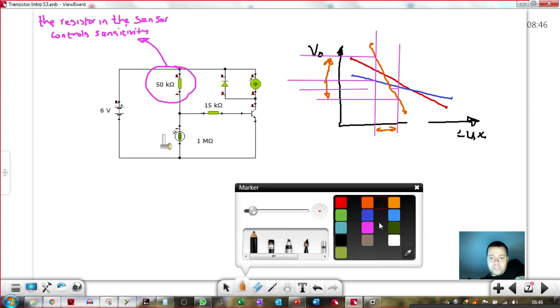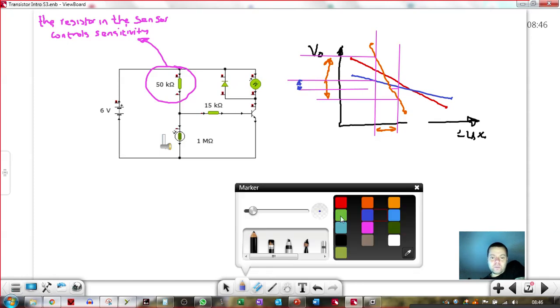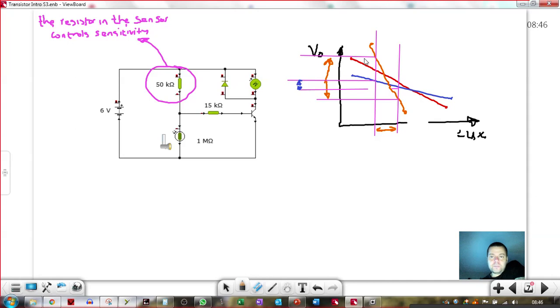Blue trace only gives you that much change in voltage. For the same change in light level, the orange voltage will change that much. For the same change in light level, the blue one will only change that much. That's the difference between the gradient of the lines, and that's sensitivity. This is what I'm talking about when I'm talking about the sensitivity of the sensor.